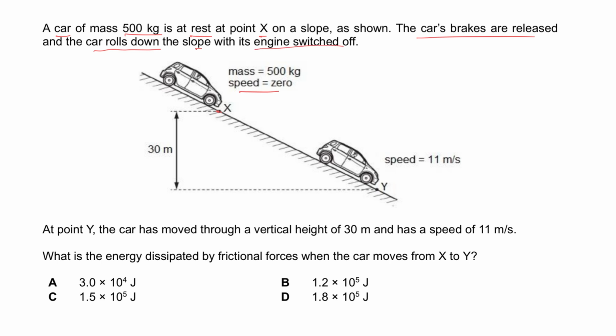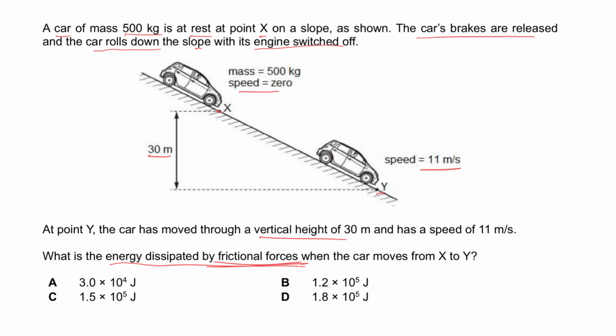As it goes down, you know that it will go faster and faster, accelerate, and the speed at the bottom at Y here is 11 meters per second. And there's a drop in vertical height of 30 meters. So the question asks, what is the energy dissipated by the frictional force when the car moves from X to Y? Definitely to solve this, we have to use conservation of energy.